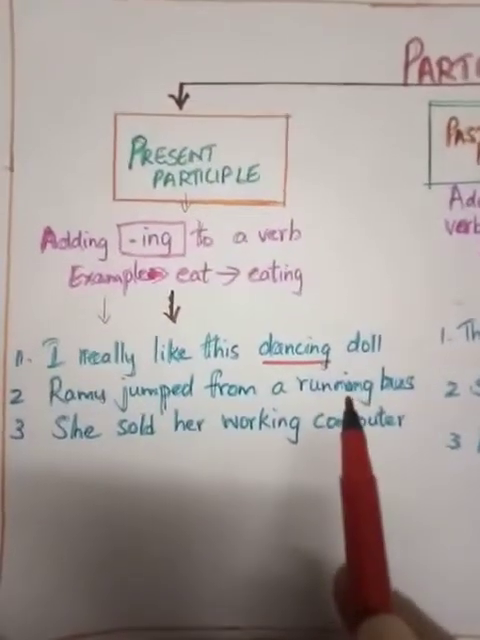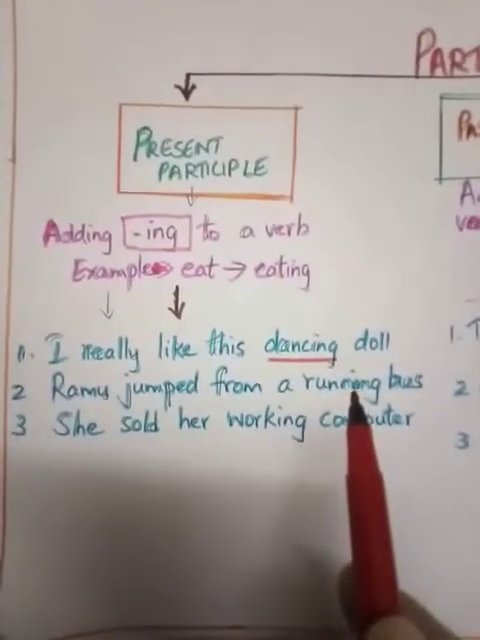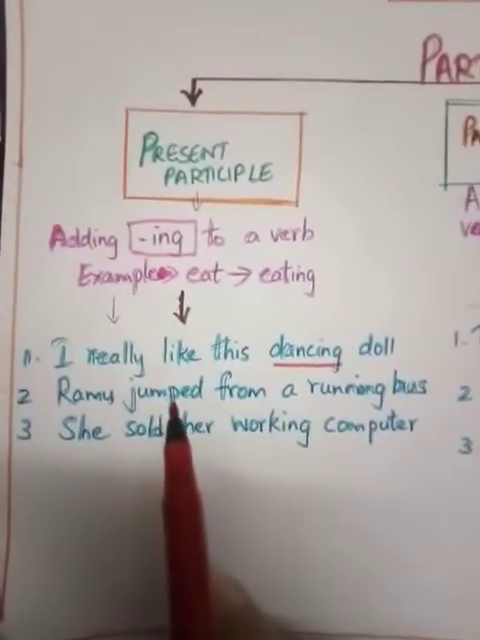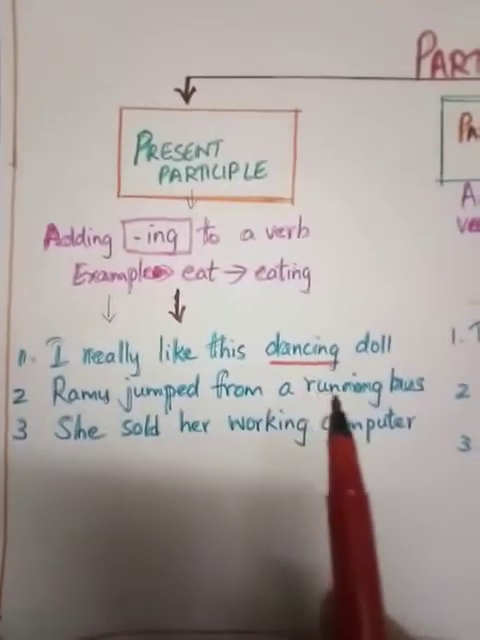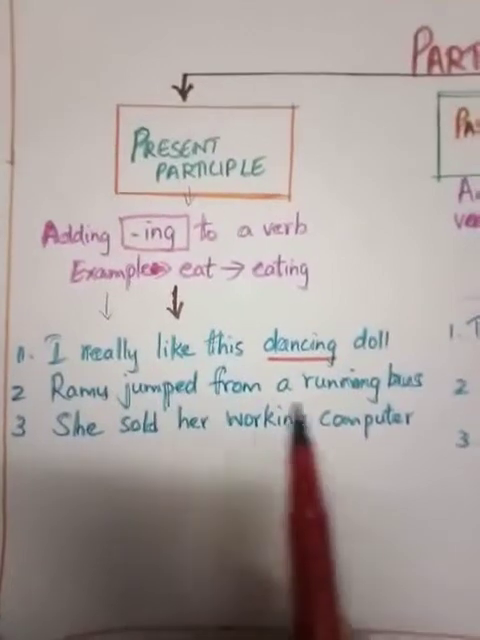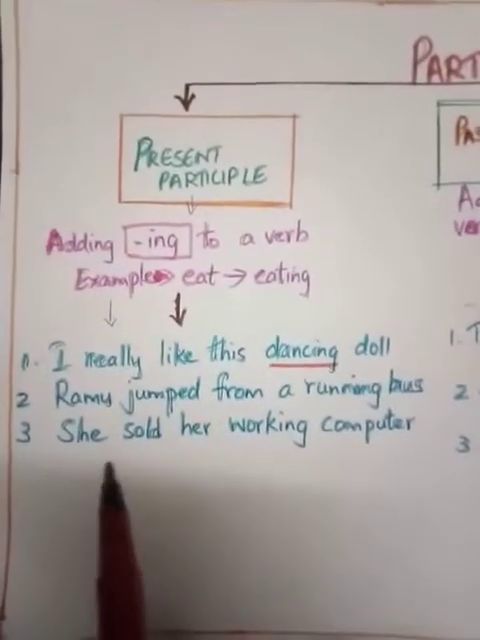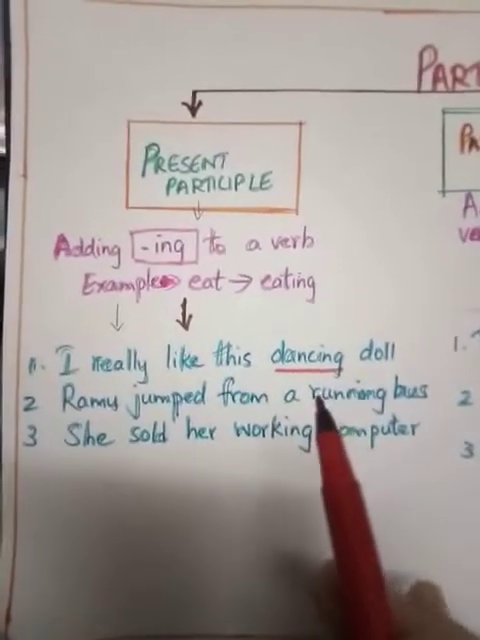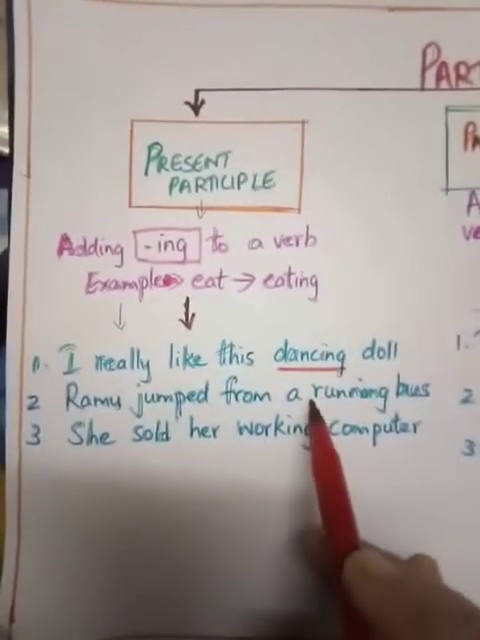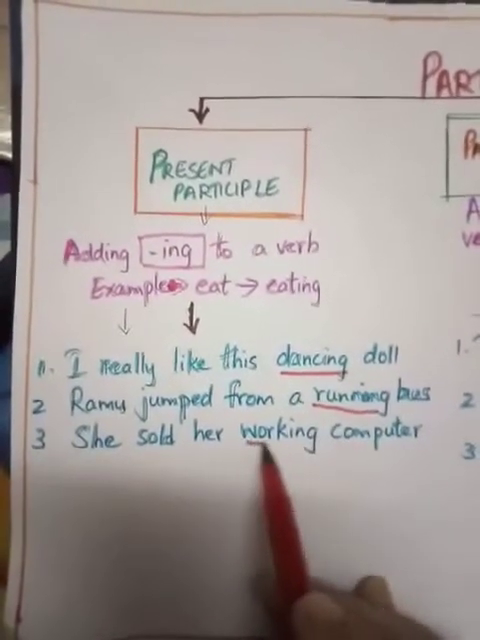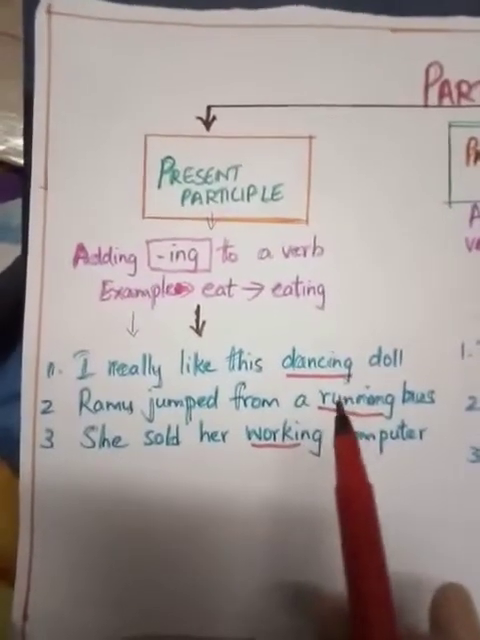Now, running is the present participle with the ing form, but the main verb is jumped. So you see that the present participle is not the main verb but has the ing form of the verb. It's a non-finite verb. Then, she sold her working computer. So here you have running, working. These are all present participles.